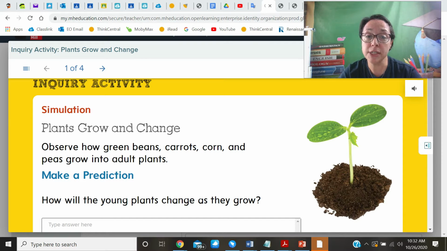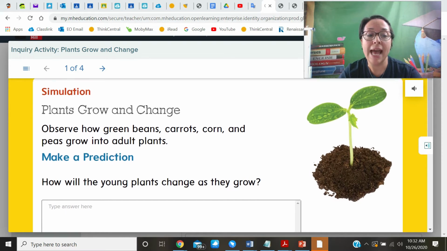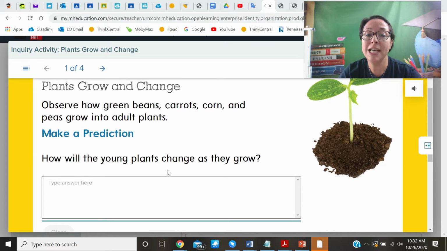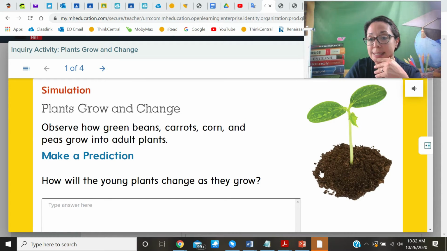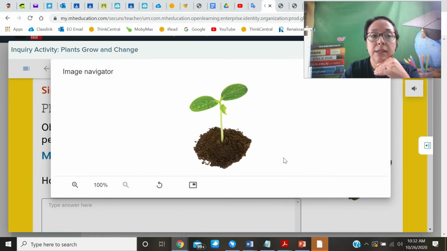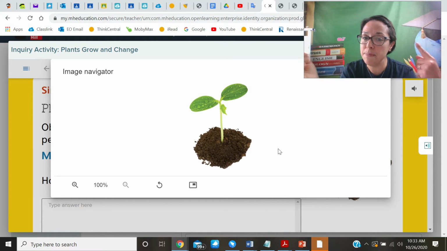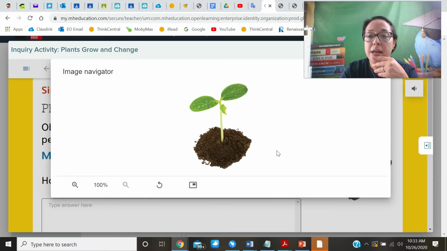Make a prediction. Vamos a hacer una predicción. How will the young plants change as they grow? ¿Cómo las plantas van a cambiar cuando crecen? So here we have a seedling, que es una plántula, se dice en español. And this is what it looks like when it first starts growing. I want you to think, how will it change as it grows? Quiero que piense cómo va a cambiar cuando crece.